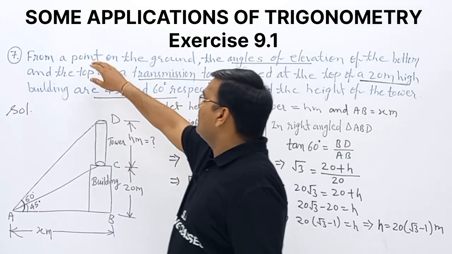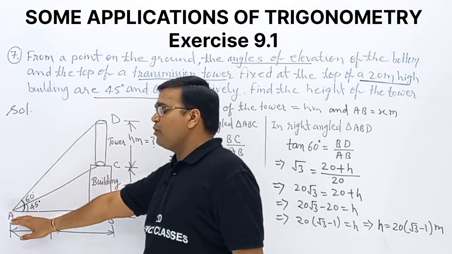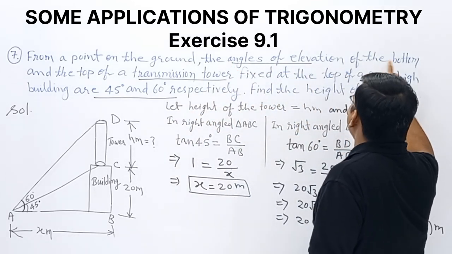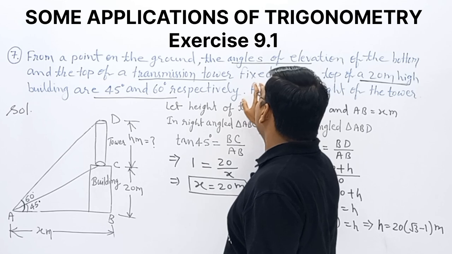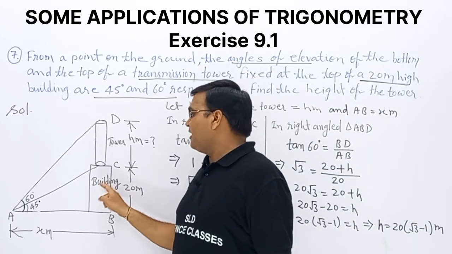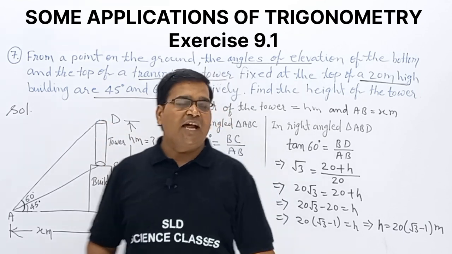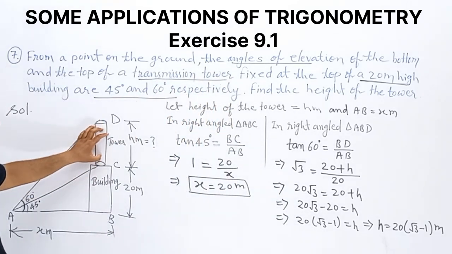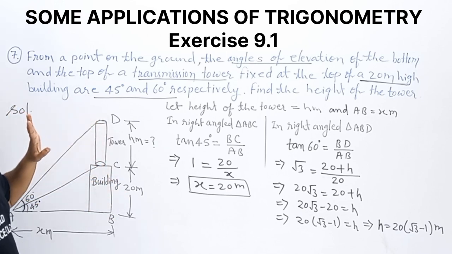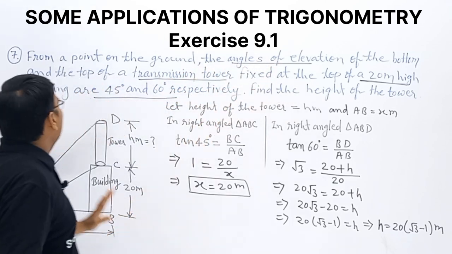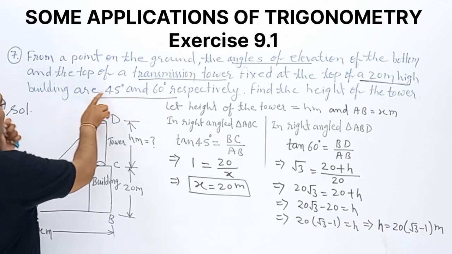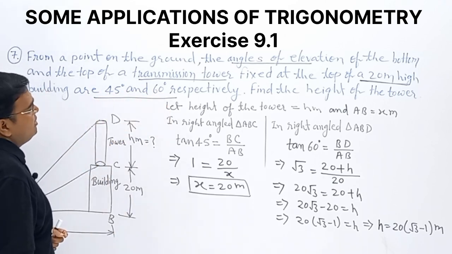What about this question? From a point on the ground, this is the surface, we are having one point. The angle of elevation of the bottom and the top of a transmission tower fixed at the top of a 20-meter high building. We are having one building, and at the top of this building we fixed one transmission tower. Now we want the height of this one. The angles of elevation of the bottom and the top of the transmission tower fixed at the top of the 20-meter high building are 45 degree and 60 degree respectively.